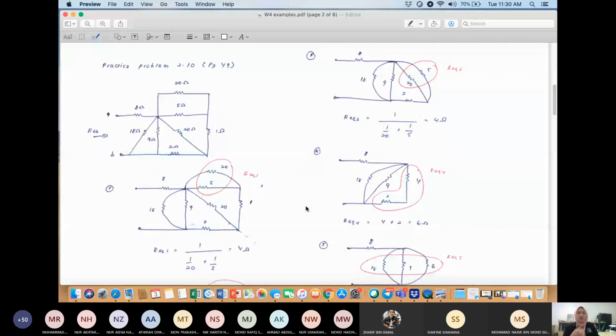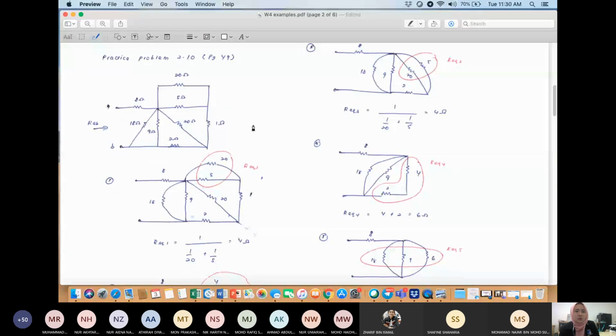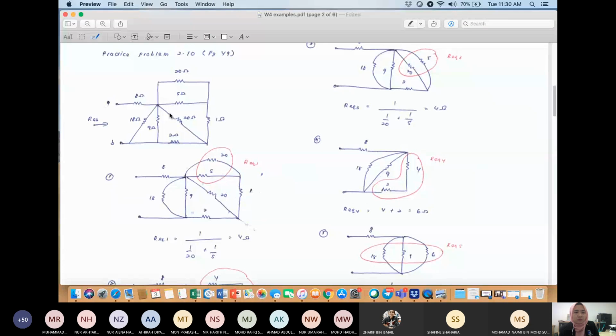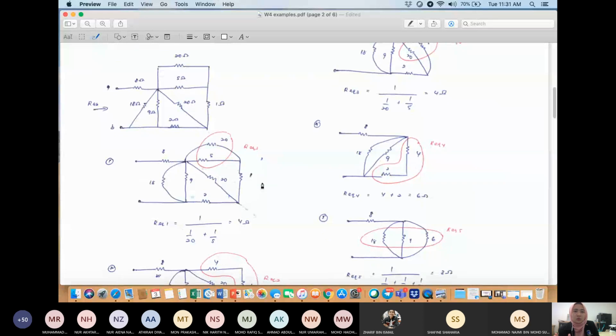So you have this circuit. The question asks you to find RAB. RAB is over here, which is basically the R equivalent. This circuit is the same as this circuit. It's just that I redrew it to be like this. It doesn't matter how you draw. If you want to draw it like this, then it's okay, but I like to draw it like this.